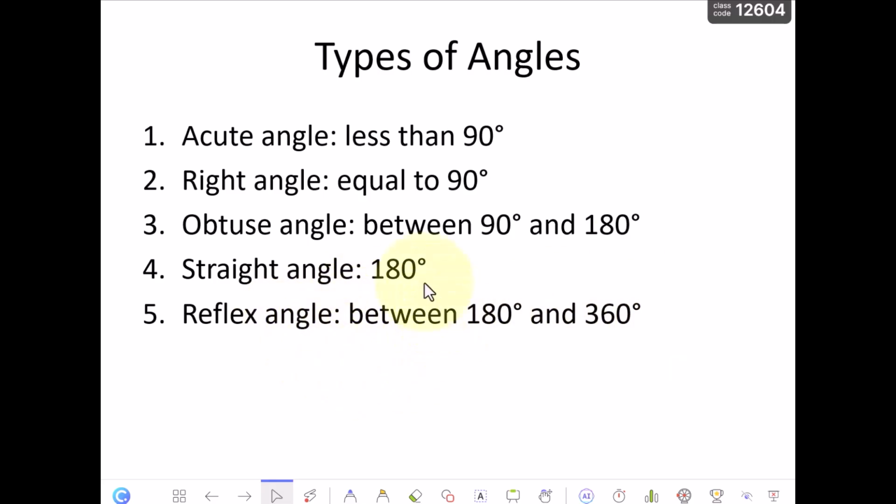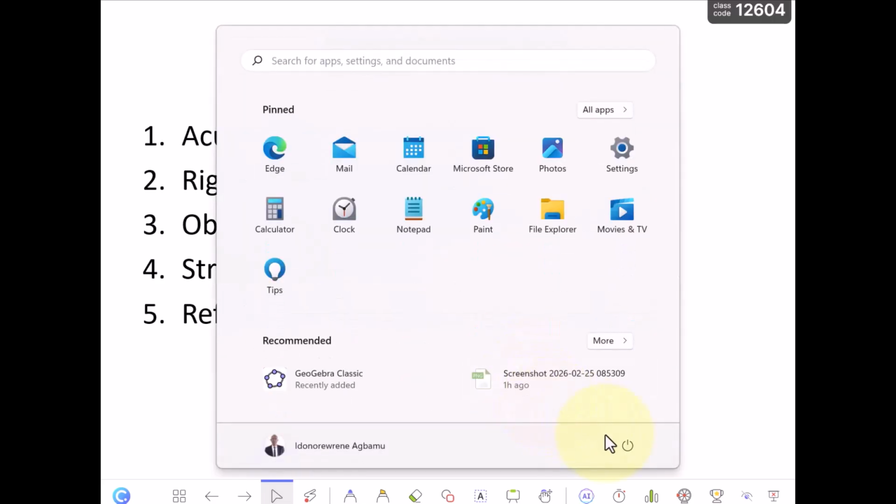So please take note of this: an angle between 180 and 360, that is from 181 to 359, is a reflex angle. Then when you get to 360, you start the process again: 0, 1, 2, 3, just like that. So take note. Before we go to naming an angle, let me show you the applet I designed for this lesson.